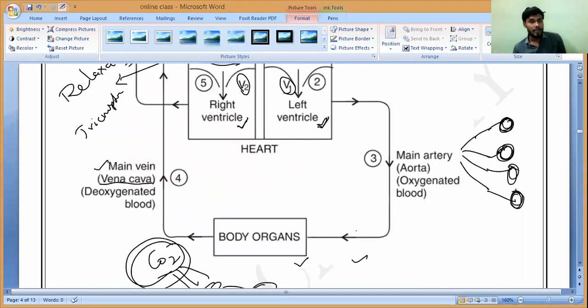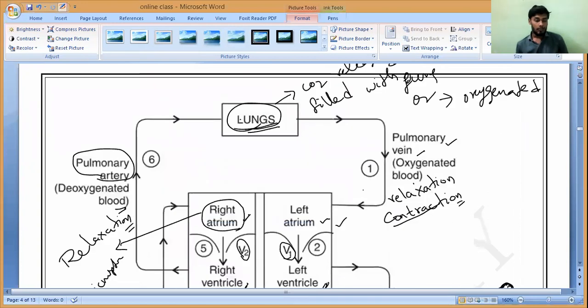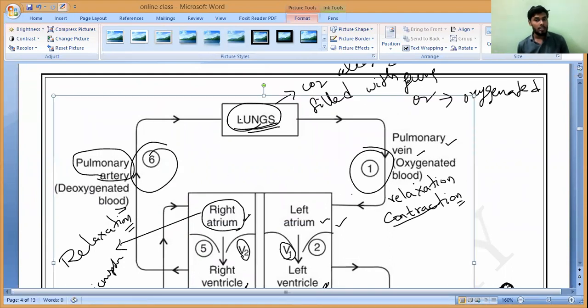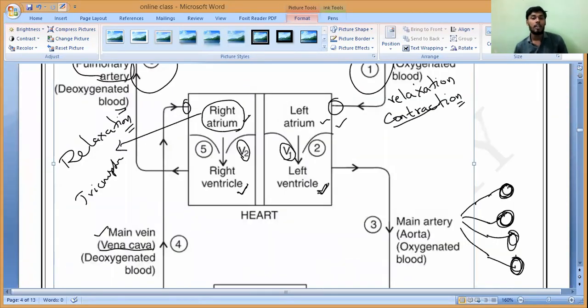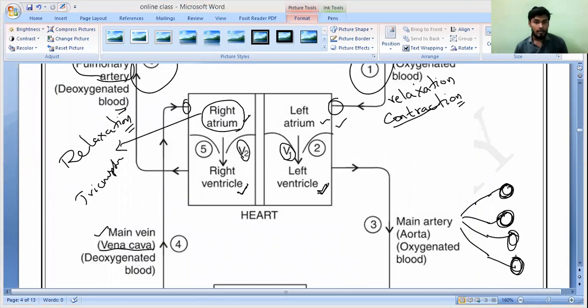In every one cycle, how many times is the blood entering the heart? If you start with step 1 and step 6, one time here and one time here. So twice the blood is traveling through the heart. That is why we call this double circulation. Do you understand? Yes, sir.